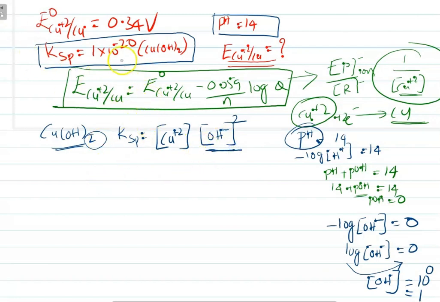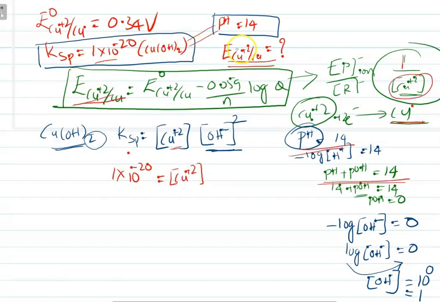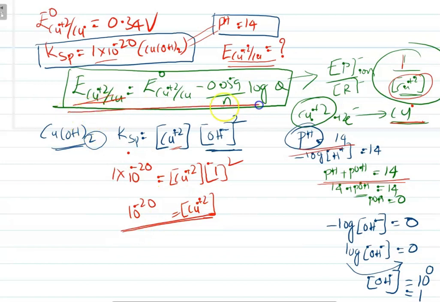And we are given with Ksp. Ksp is 1 into 10 to the power of minus 20, which is equal to the concentration of Cu2+ into the concentration of OH- raised to power 2, and we got OH- as 1. So 10 to the power of minus 20 is equal to the concentration of Cu2+. You got the concentration of Cu2+ now. Now we just need to substitute in the Nernst equation and get the final answer.